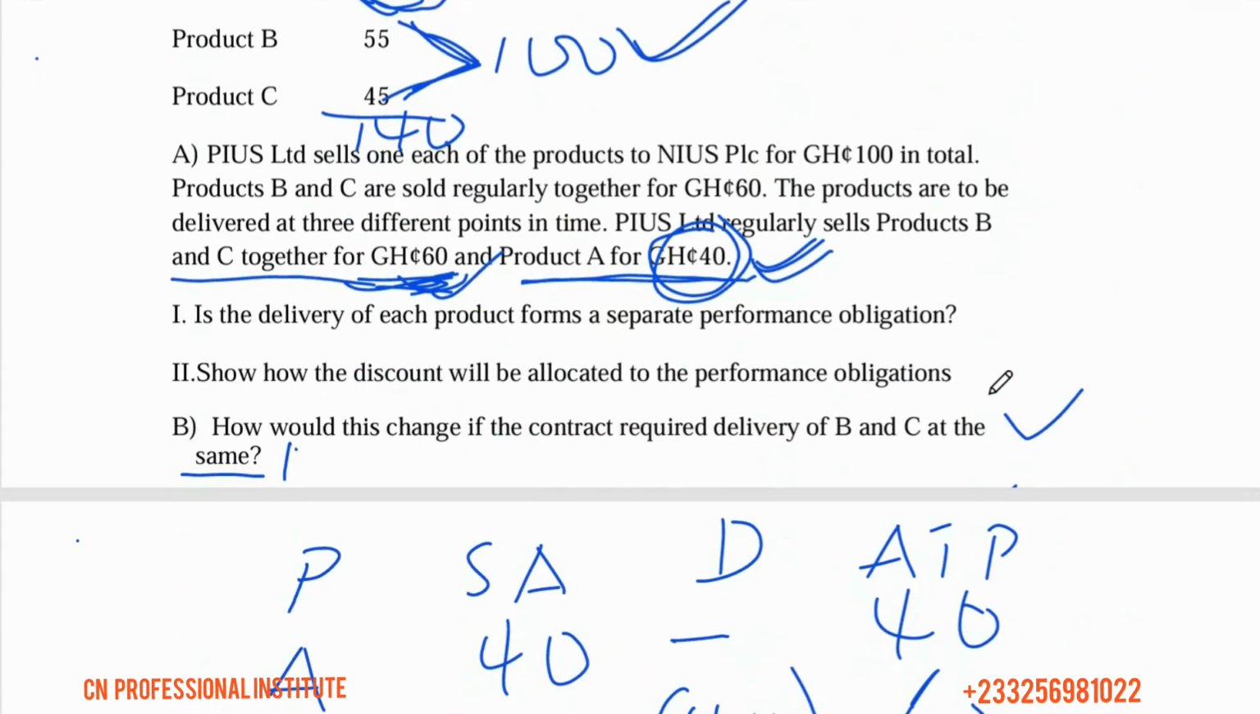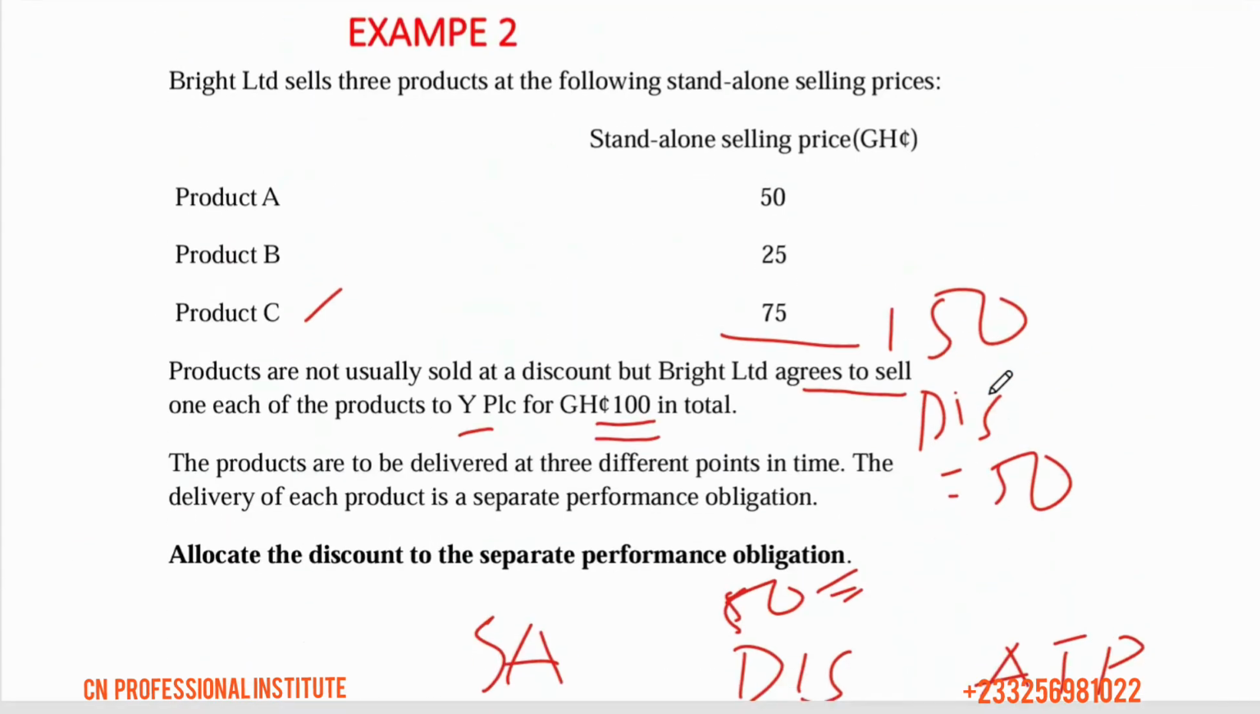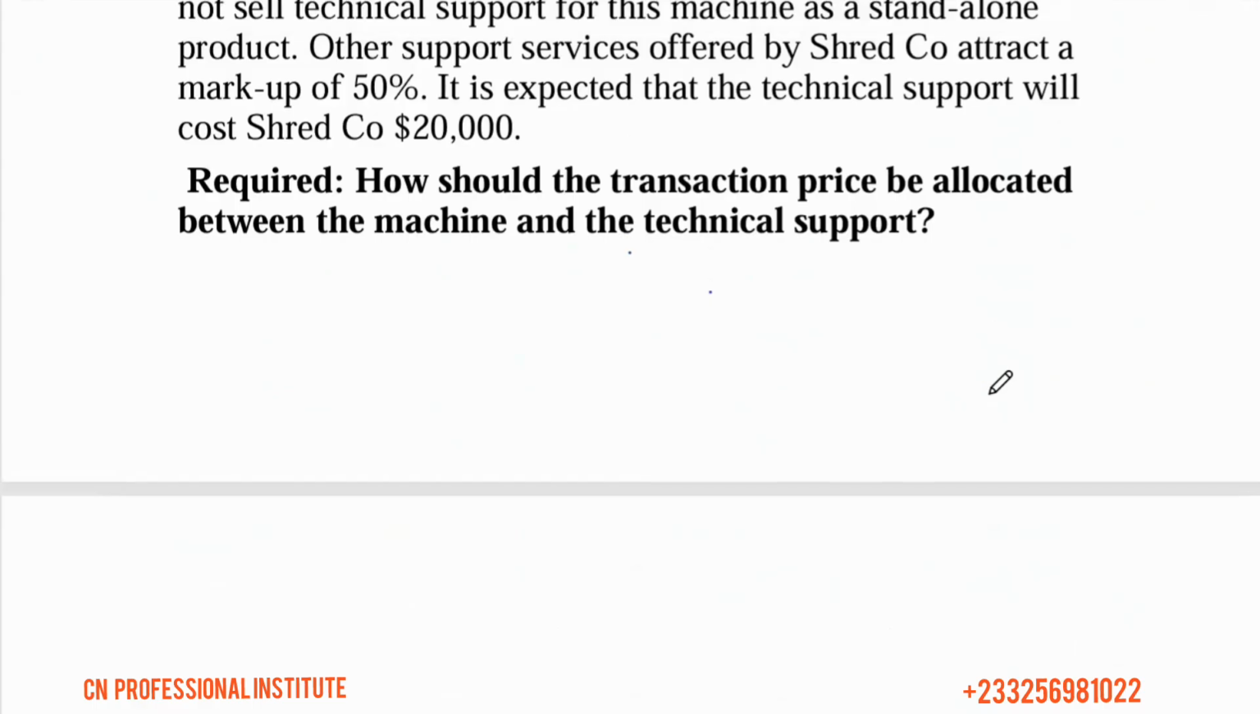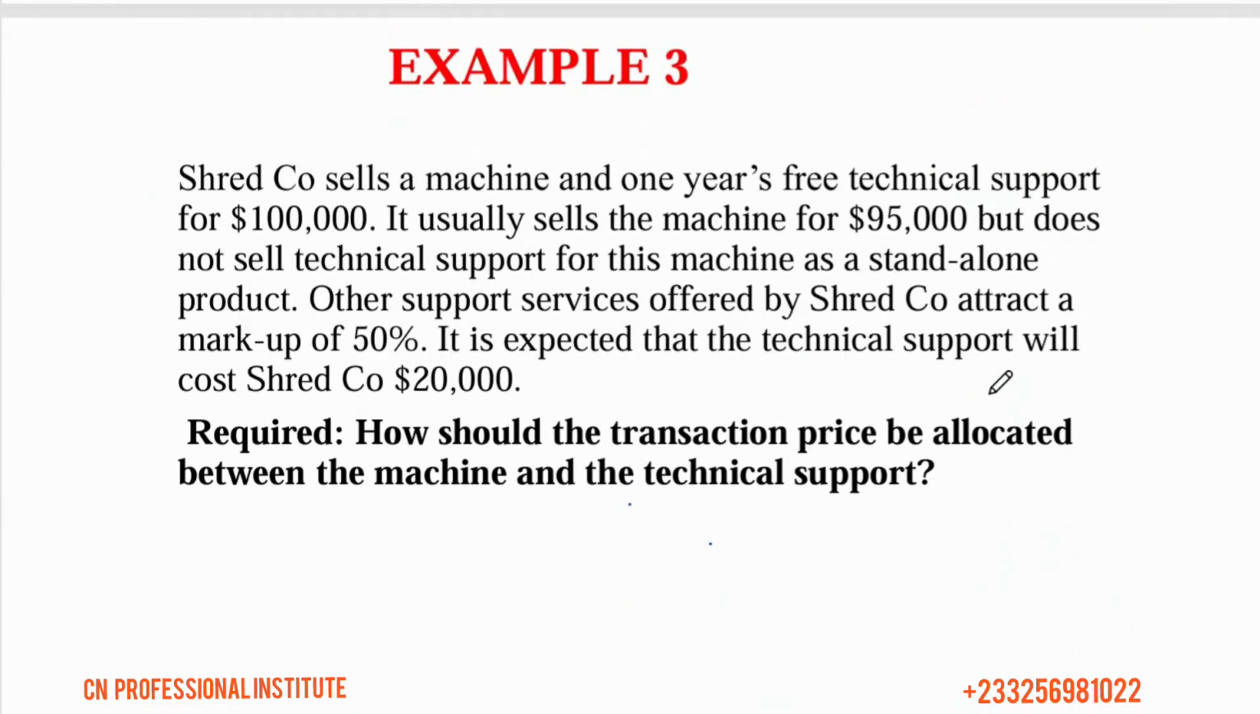We looked at this question, we solved example 1, we solved example 2. Let's solve example 3 and then look at step 5. The previous examples we solved were on allocation of the discount. So let's solve a question where we have to allocate the transaction price as spelled out by step 4. Let's look at this question.